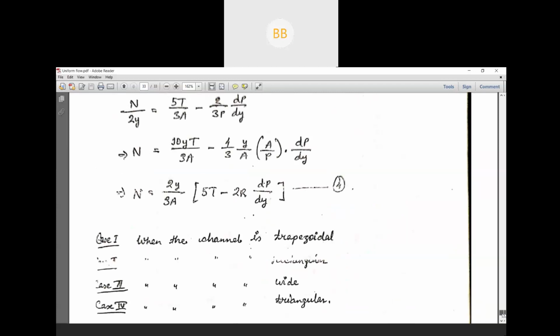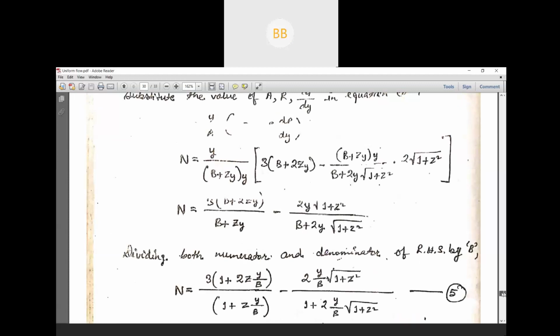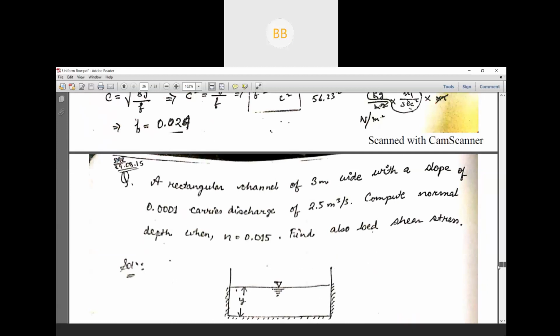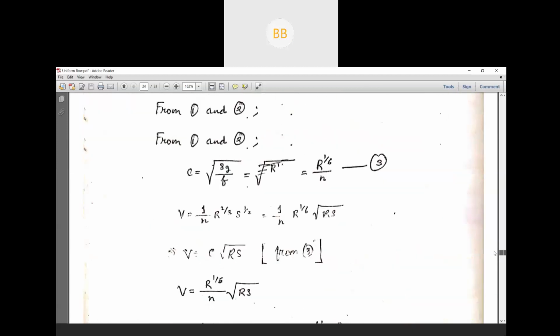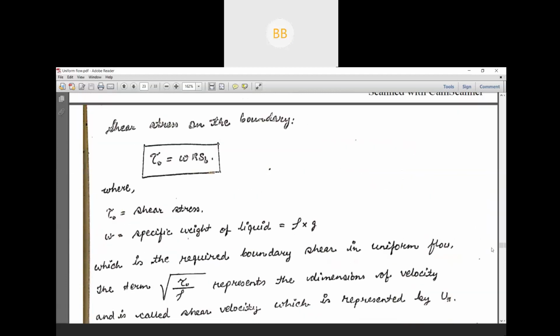So we have just one topic left, and after that we are going to complete this unit number one. Then we will move on to the next unit, that is canal design. So next topic, you write shear stress on the boundary. Next topic is shear stress on the boundary, and you write this expression.